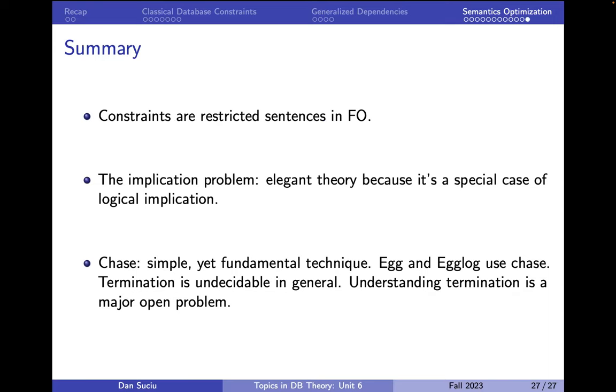Okay, good. So I'm 3 minutes over time, but we are also done. Things to take away: all these database constraints, you should always think of them as sentences in first order logic, and they're usually in some restricted fragment of first order logic. What theoreticians like to do with constraints is look at the implication problem. Depending on the type of constraints, this might be decidable, it might be undecidable, and this is what theoreticians like to study. Chase is a beautiful concept.